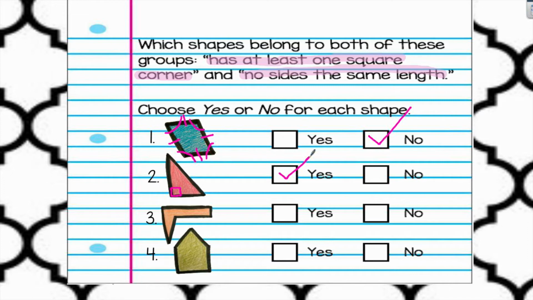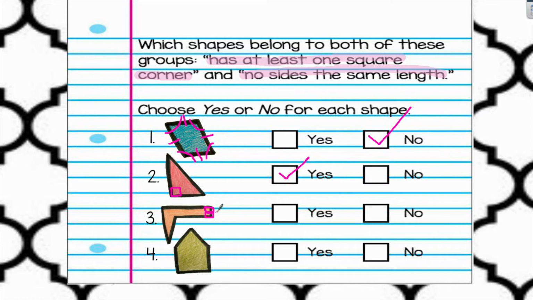Let's move on to our third shape. Our third shape is a little different. It has 5 sides and 5 angles. Let's see if there's a square corner. When looking at this shape, I can see that it has 2 square corners. This angle right here is a square corner, and this angle right here is a square corner. So I'm good on the first part of the group.